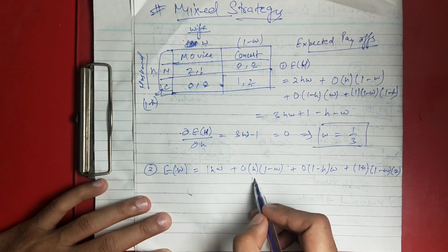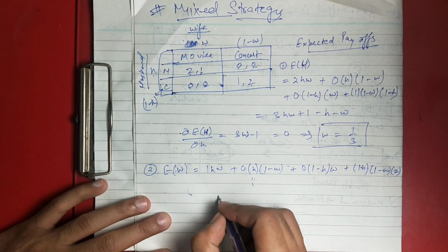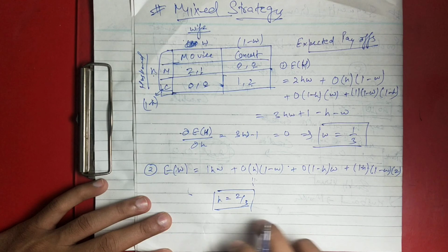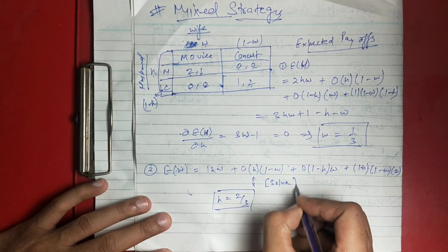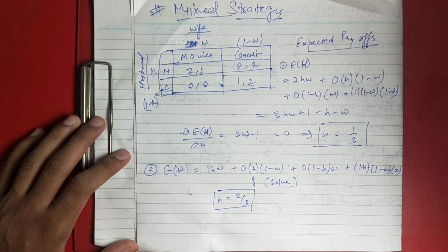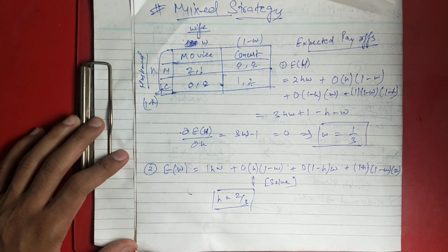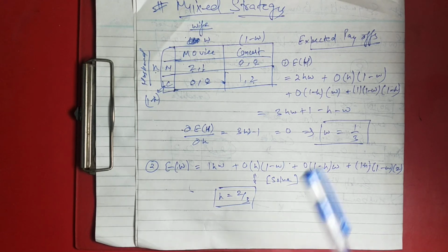So if you solve it and go through all these steps, you will get H equal to 2 by 3. You should solve it at home. I am just leaving it for you because it's just plus and minus. So what does it tell us now? It tells us that if the wife goes for the movie with probability 1 by 3 and goes for the concert with probability 2 by 3, then the expected payoff of the husband will be maximum.